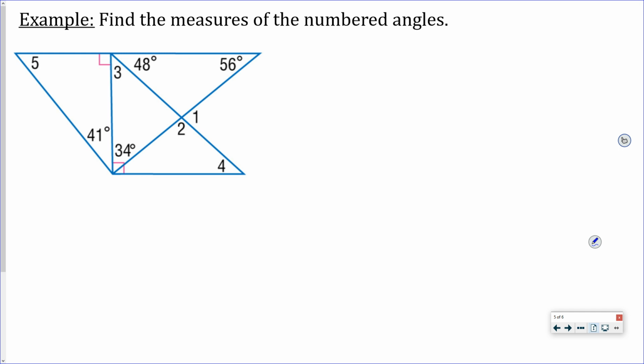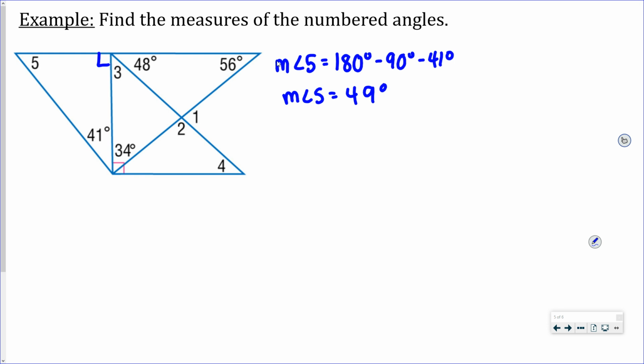Matthew? Angle 5. You found angle 5 first? Yeah. Okay, great. How'd you do that? I did 180 minus 90 minus 41. I love it. One angle, or 180 minus 90 minus 41. What'd you get, Matthew? 49. All right, do we agree with him? Do we get 49 for measuring angle 5? Me too. You didn't have to find that one first, but okay. I like it.